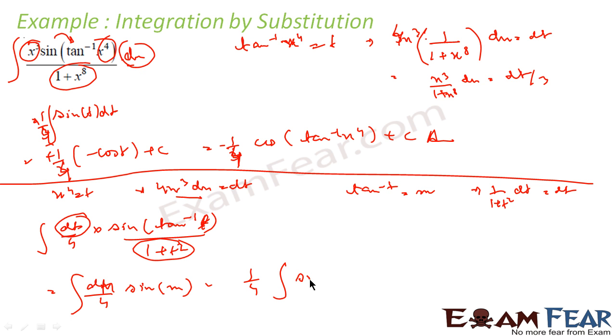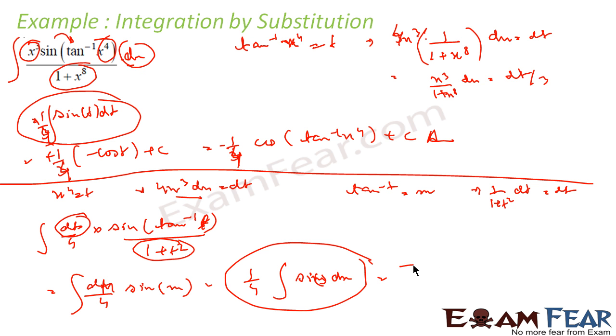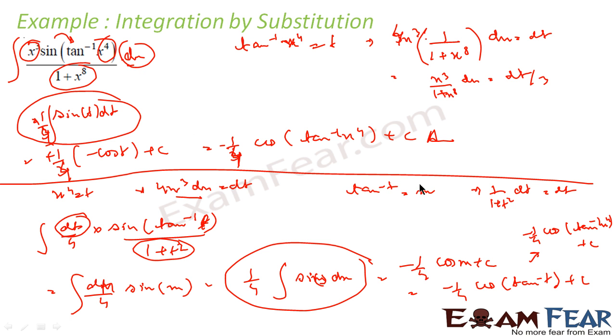That is nothing but 1 by 4 sine m dm, correct? And this will come out the same. This guy and this guy are exactly the same, and if you follow from here, we get minus 1 by 4 cos of m plus c, and m is nothing but tan inverse t. So you'll get minus 1 by 4 cos of tan inverse t plus c. t is nothing but x to the power 4, so you write minus 1 by 4 cos of tan inverse x to the power 4 plus some constant. If you see, both are the same answer. So you take any approach, you get the same answer.